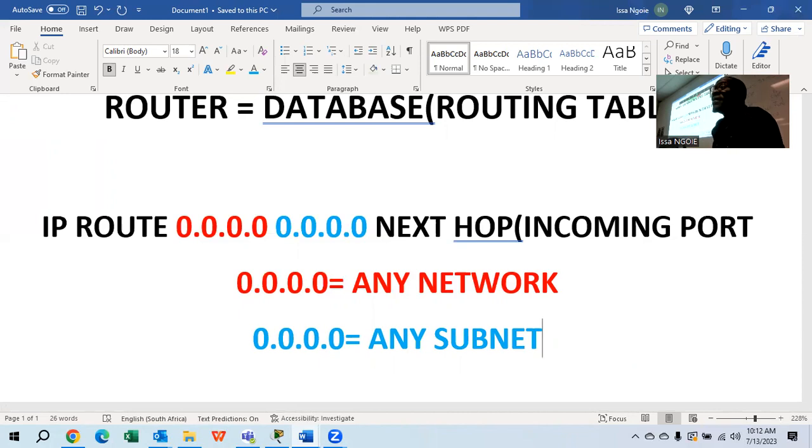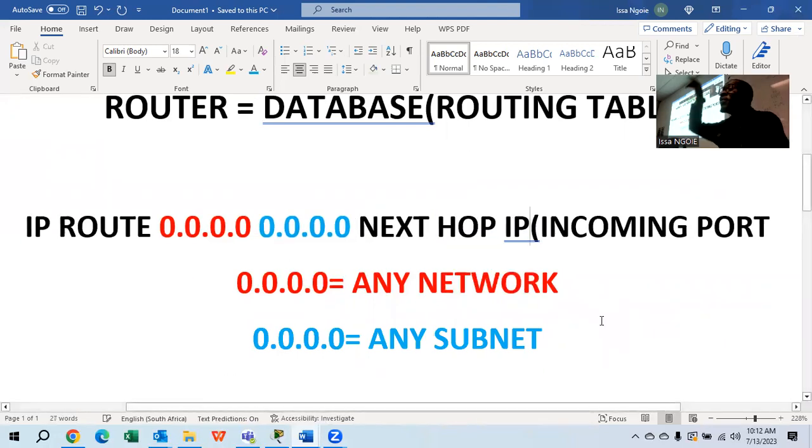What does it mean? So you just go to any router, maybe to your first router, you're gonna say IP route, any destination, followed by any subnet, followed by what? Next hop. Next hop is the router that is connected directly to the one that you are configuring. Right? Next hop IP. Let's call it like that. Next hop IP.